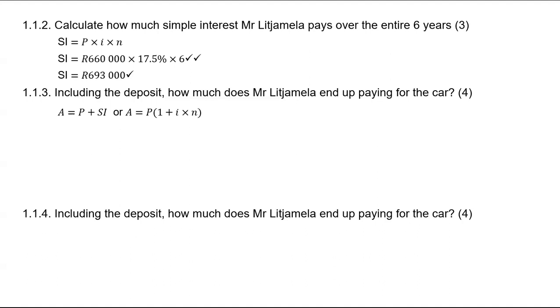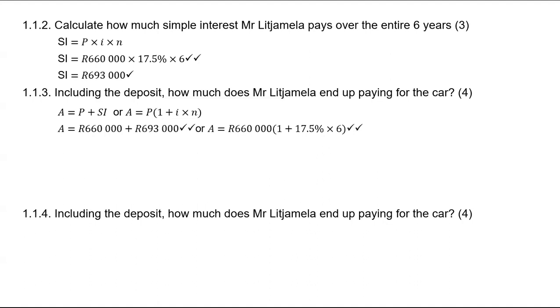If Mr. Dijamela was not paying anything monthly over a period of 6 years, how much will he be owing over that period? We will simply take the principal amount and add the interest amount we got above, or you can use the second formula where A equals P(1 + I times N), where P is the outstanding amount, which is 660,000.